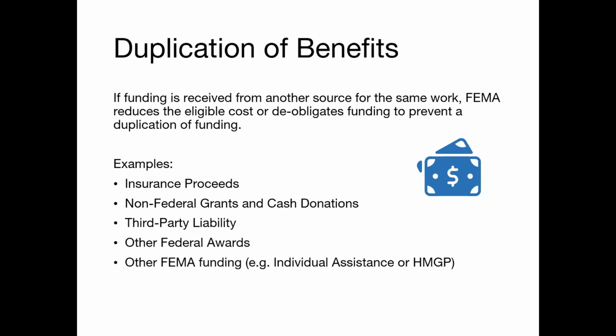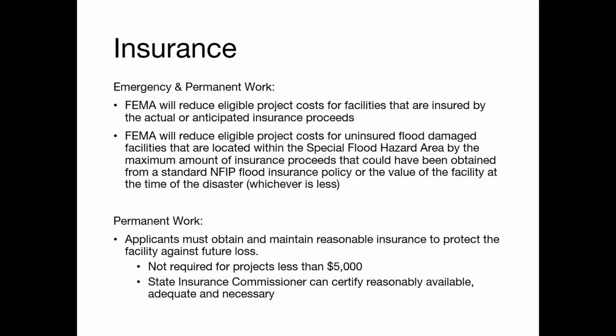FEMA is legally prohibited from duplicating benefits from other resources. If an applicant receives funding from another resource, for example, an insurance payment for the same work, FEMA reduces the eligible cost to prevent a duplication of benefits. FEMA will reduce eligible project costs for facilities that are insured by the actual or anticipated insurance proceeds. If an uninsured facility was damaged by flooding and is located within a special flood hazard area, FEMA will reduce the eligible amount by the maximum amount of insurance proceeds that could have been obtained from a standard NFIP policy, or the value of the facility, whichever is less.